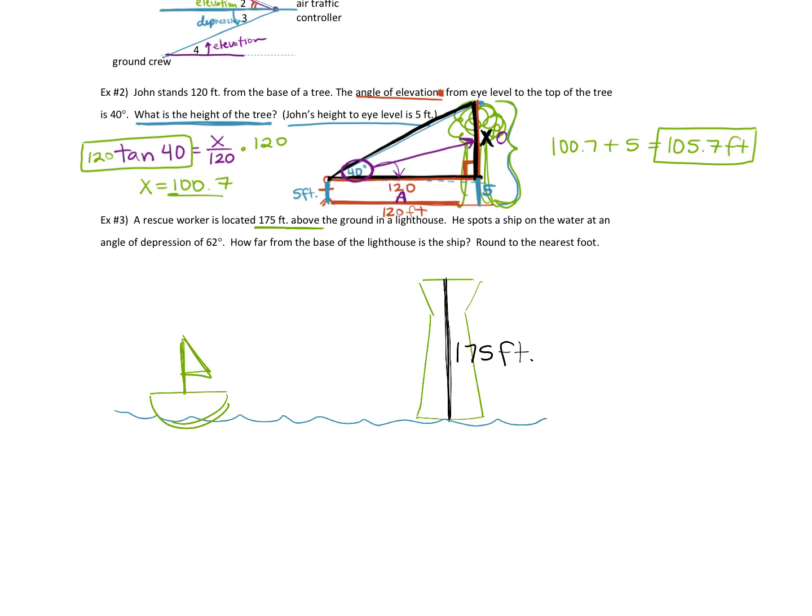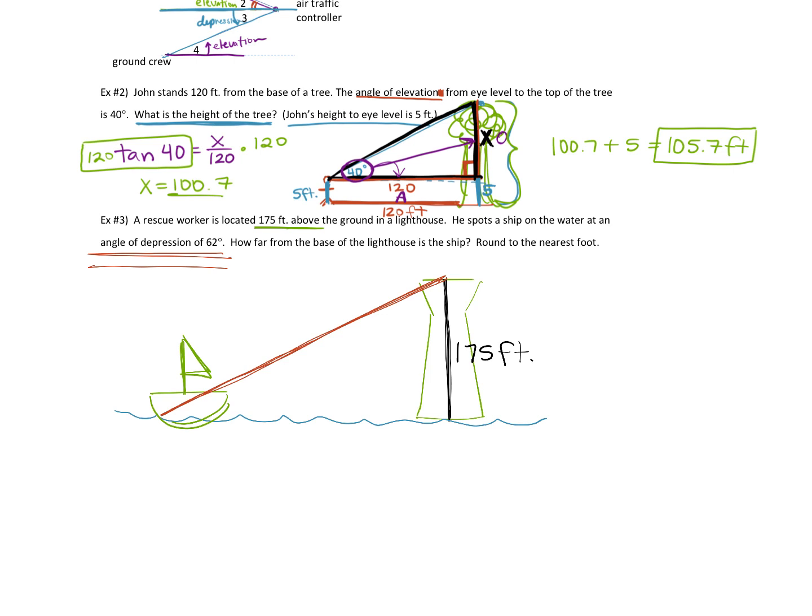Okay, so there's a boat. It says he sees that boat in the water. So he's here, he's looking down at the boat. Okay. And I didn't draw that to scale. Shucks. It says at an angle of depression of 62 degrees.